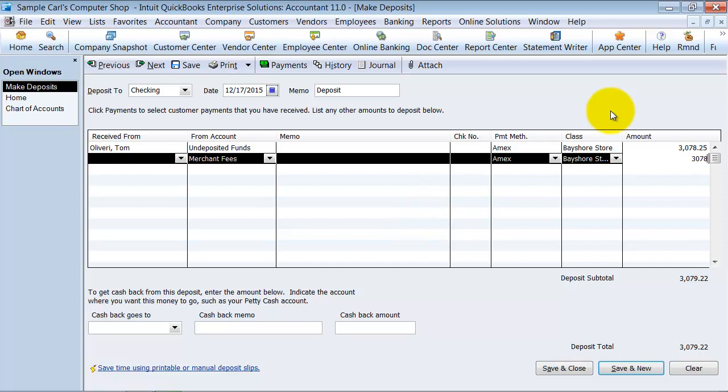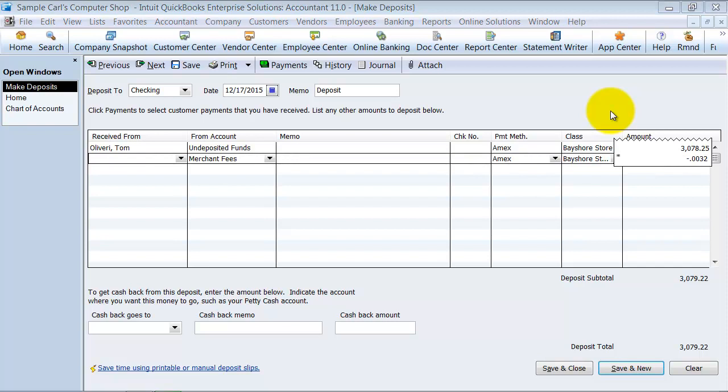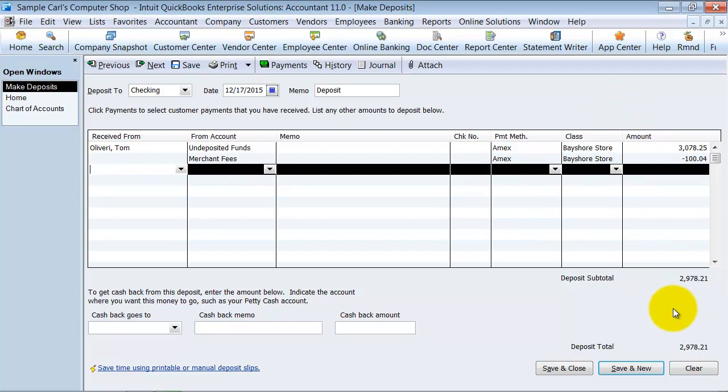So again, $3,078.25 times negative 0.0325 gives me the total. This deposit subtotal should match what actually is on my bank statement, and I can say save and close.